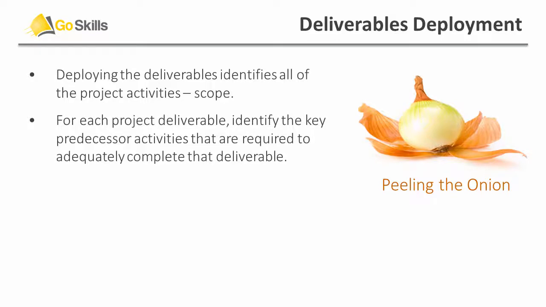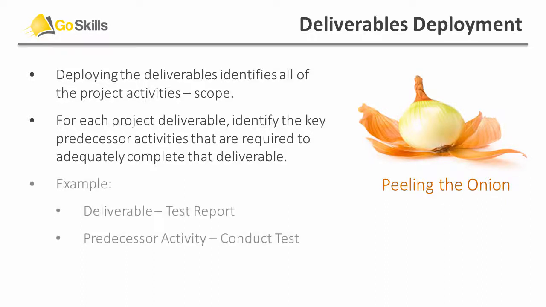We do this by starting with the deliverable and then asking ourselves the question, what must be done in order to complete the deliverable? And then, what must be done in order to complete that? And then, what must be done in order to complete that? We keep working our way back step by step until we have identified all the activities that have to be accomplished in order to complete the deliverable.